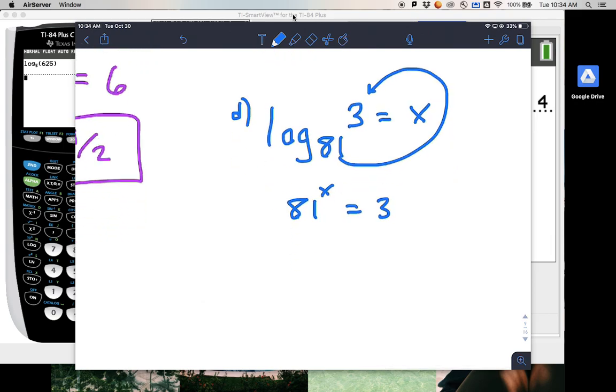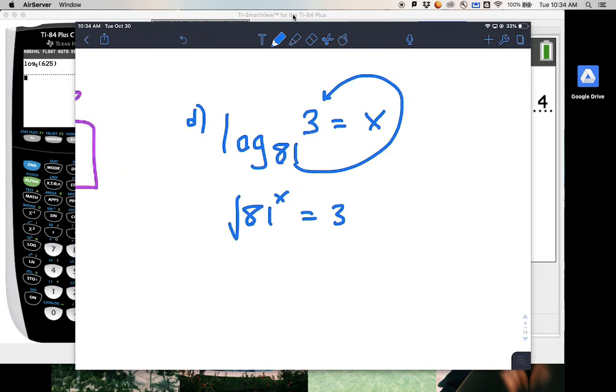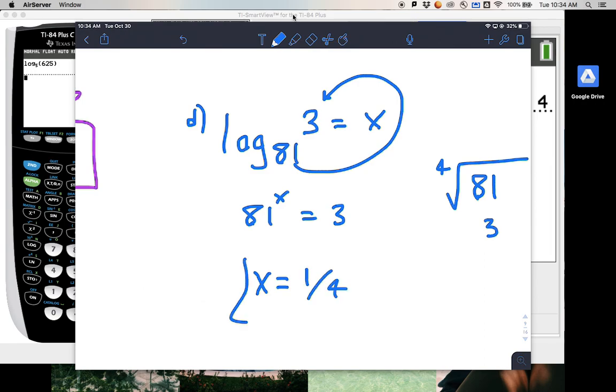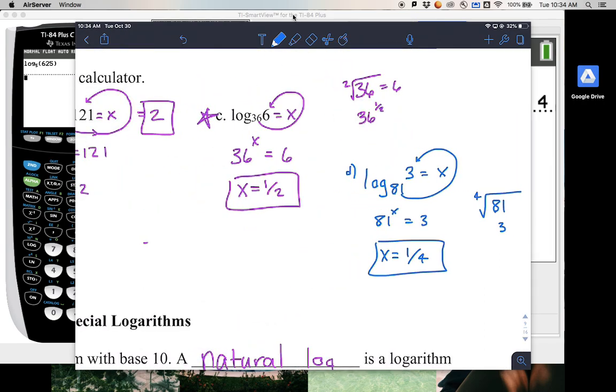So what type of root would I need to do of 81 to get 3? A square root won't get us down to 3. We could do a cube root. Actually, we couldn't do a cube root, there's not a perfect cube, but you could do what we call a fourth root. So a fourth root of 81 would be 3. And the way we write a fourth root, we write that as a fraction 1/4. So just be on the lookout for those. Every now and then you'll get some tricky ones kind of like that.